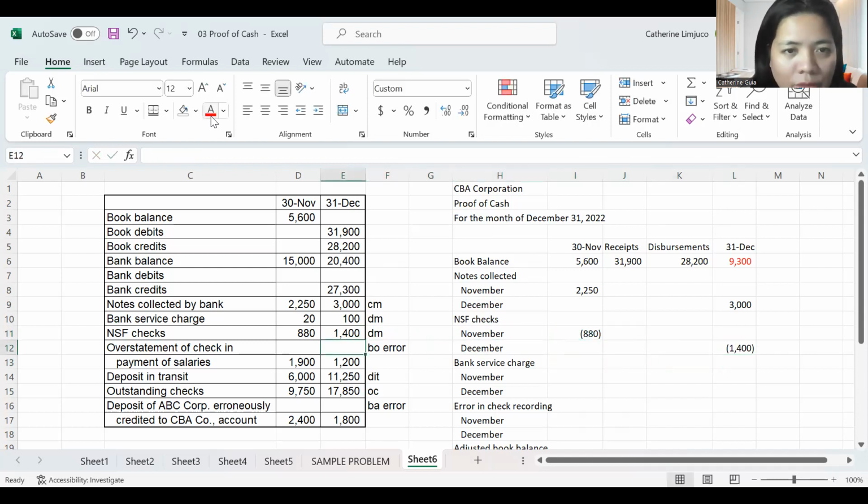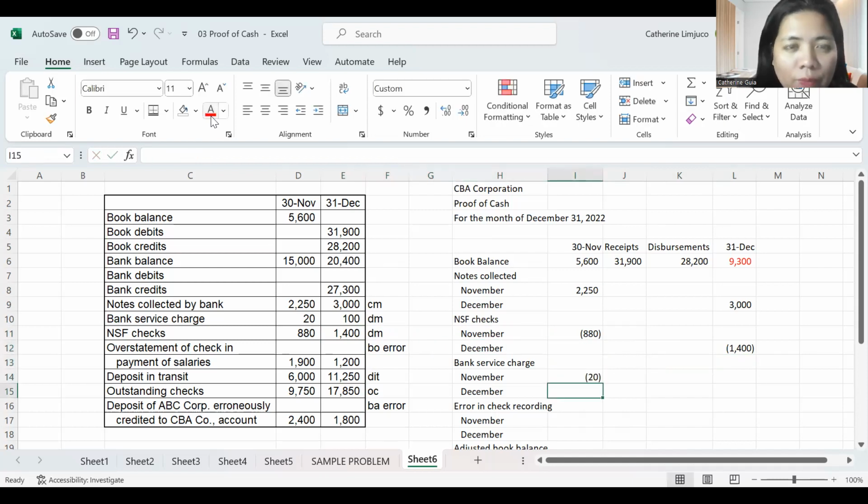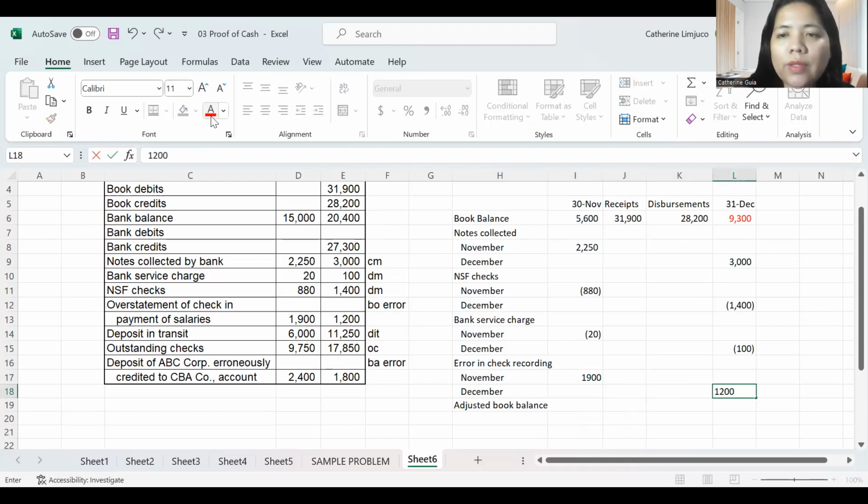Okay, what else? We have the bank service charge of minus 20. And then for December, it's minus 100. How about the error for November? Remember that's overstatement of check and payment of salaries, meaning our November 30 book balance was understated because there's an overstatement of check and payment of salaries. So we will be adding this one. How about the month of December? Same, we will add 1,200.